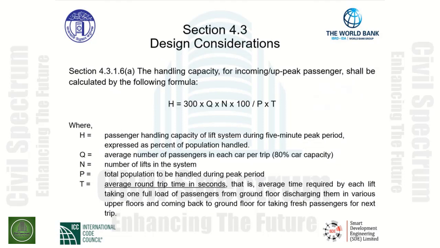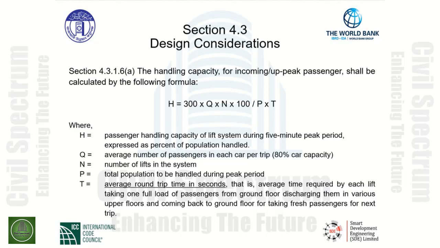Section 4.3.1.6, Item A, the handling capacity for incoming up-peak passengers shall be calculated by the following formula. H equals 300 times Q times N times 100 divided by P times T, where H is the passenger handling capacity of the lift system during the 5-minute peak period, expressed as a percentage of population handled.